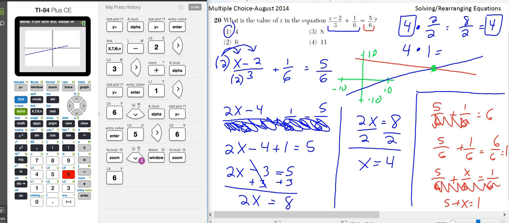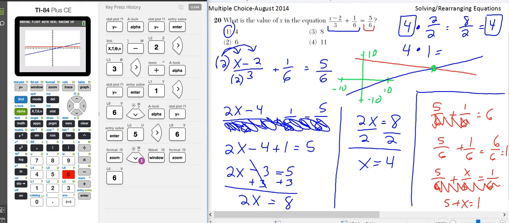That's the left-hand side of the equation. That's the right-hand side of the equation. And we see that they intersect nicely in Zoom Standard, so we don't have to adjust the window. Now, we don't know exactly. We see that they intersect somewhere over here, but we don't know exactly where that intersection point is.